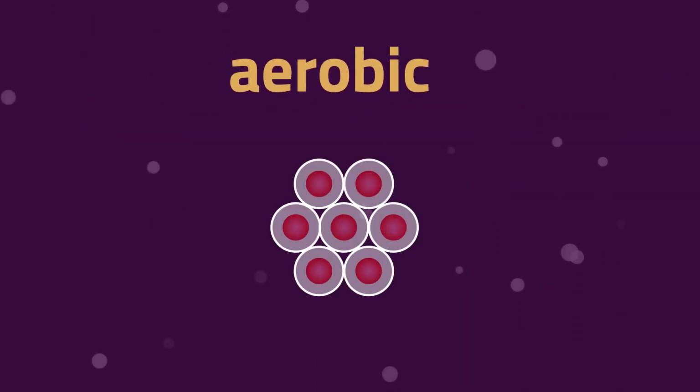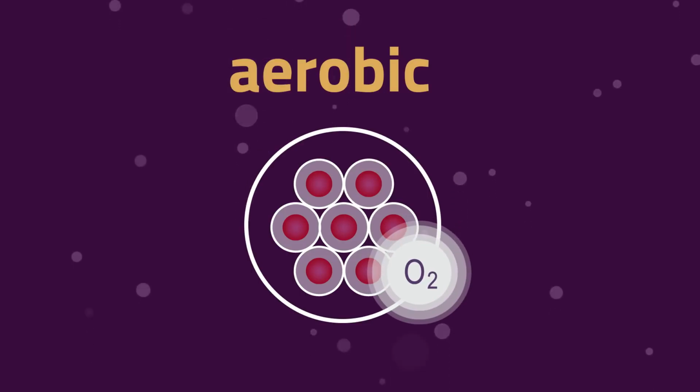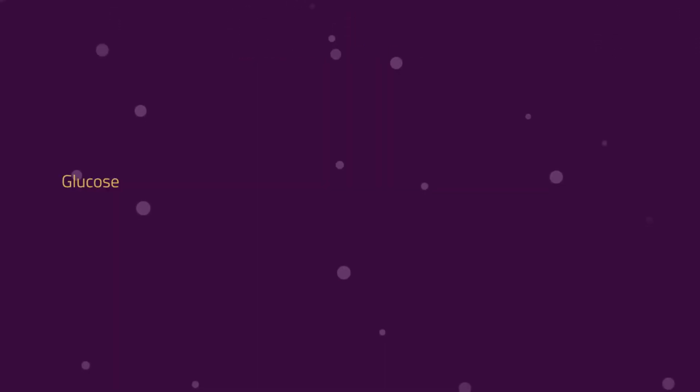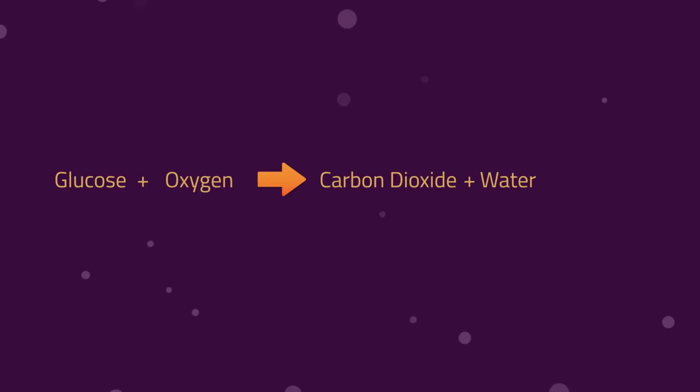Aerobic respiration releases energy in cells by breaking down food substances whilst in the presence of oxygen. It is represented by this simplified equation. But don't forget the energy which is released.